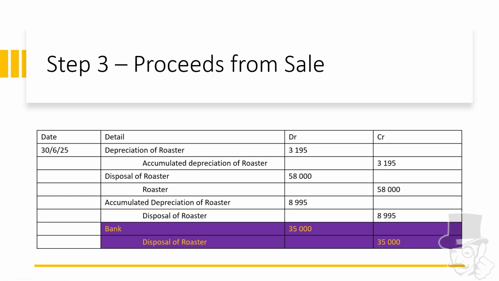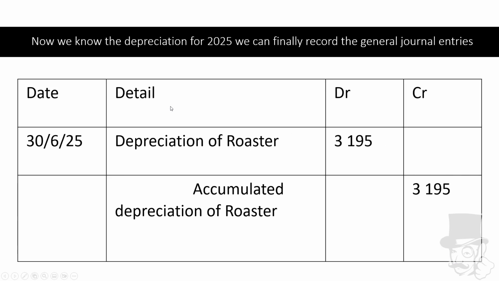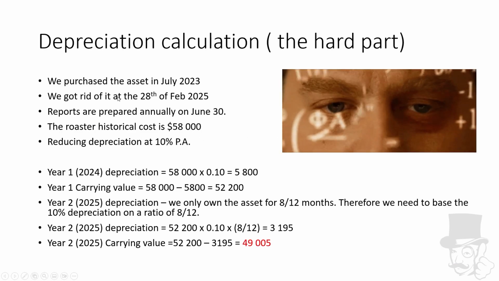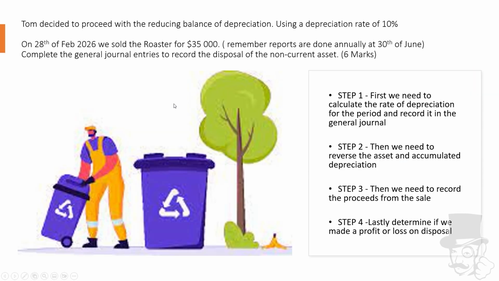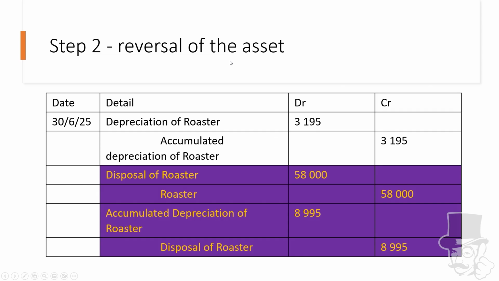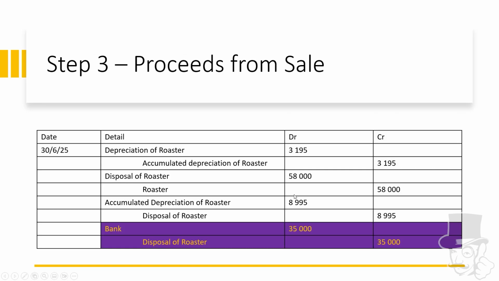Third step, proceeds from the sale. So highlighted in purple here. We know back here that we got rid of it on the 28th of February and we got $35,000 for it. So $35,000 goes into our bank, and the associated account is always going to be disposal of the non-current asset. If I haven't stressed this enough, it's always related back to disposal. Disposal, disposal, disposal. Alright, so debit and credit the same amount. We're all good. Everything's balancing out.